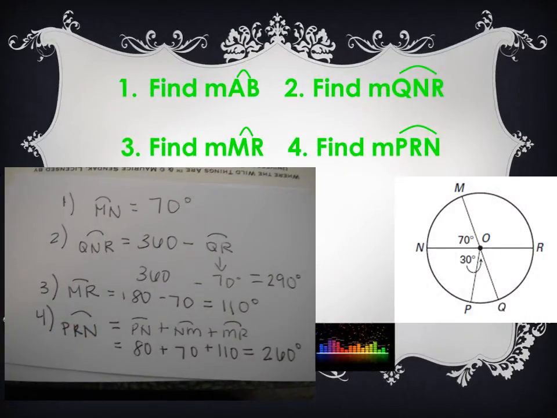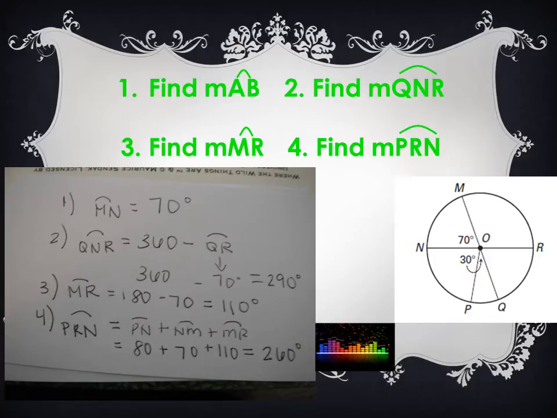This problem is asking us to find central arcs. We know that central arcs are congruent to central angles. The first problem, yes, we have a typo on here. It says to find arc AB, but the actual problem wants us to find arc MN. Arc MN is created from the central angle whose measure is 70 degrees. So MN is 70 degrees.